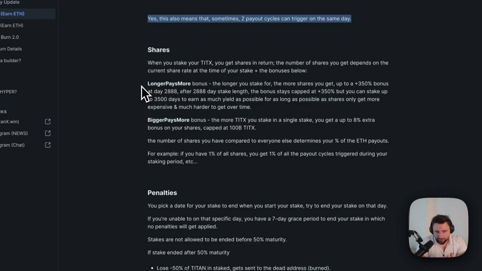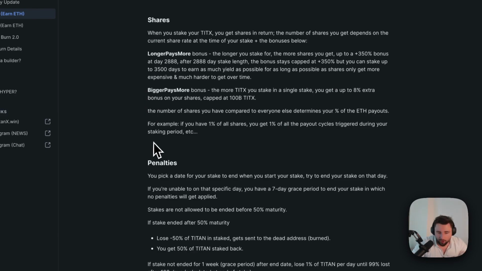Basically, you get 350% more shares. So instead of paying roughly 800 Titan X per 1 share, you don't pay anything, but you get 1 share for, for example, 177. 177 Titan X will create 1 share instead of 800 per share because you go longer out, right? And you get the bonuses. Then there's obviously also penalties.